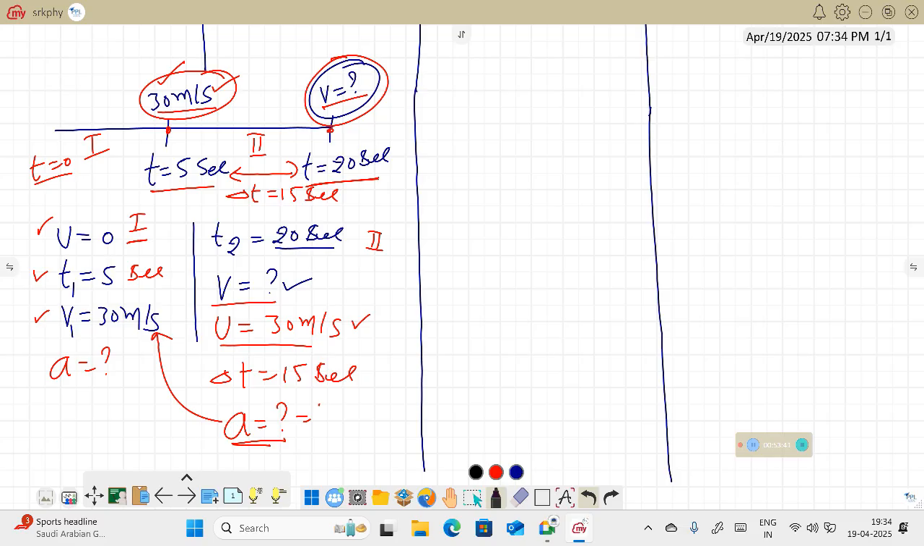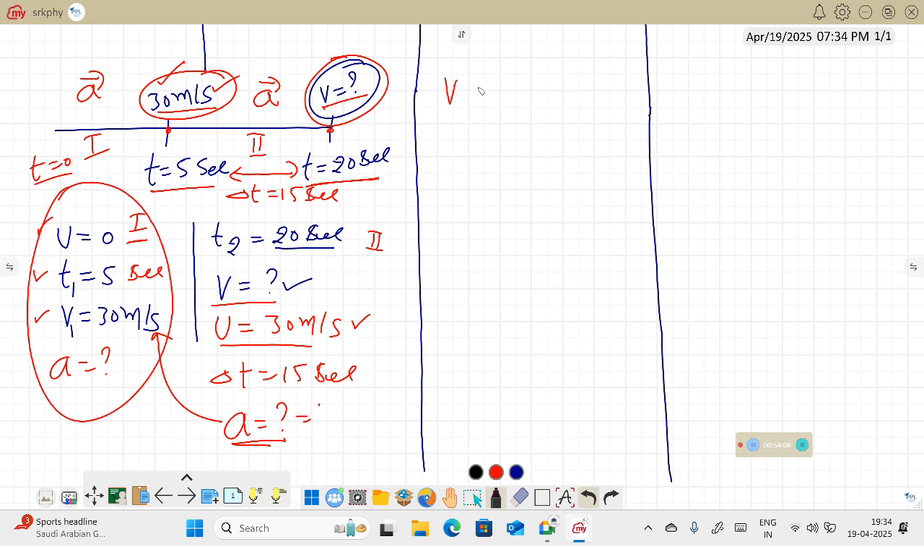Because whatever acceleration the vehicle is moving with here, with the same acceleration here also it moves. You understand this point? What is the acceleration here? Same acceleration in the first part, same acceleration in the second part. So acceleration must be constant. Then only we can apply the kinematic equation. So acceleration remains the same throughout the journey. From the first part, you have to calculate a. So what is the equation?